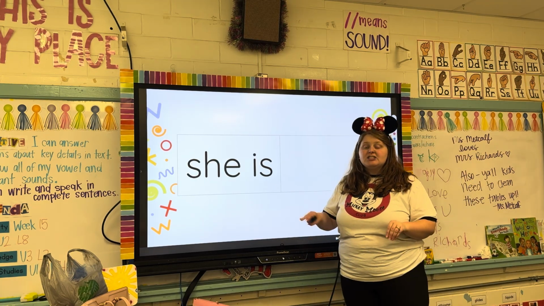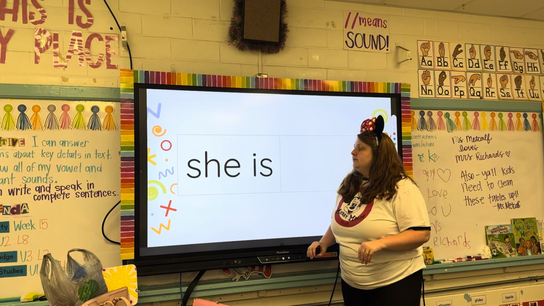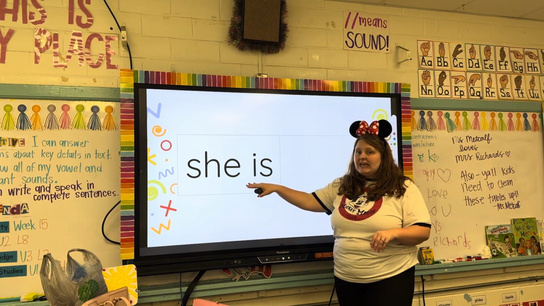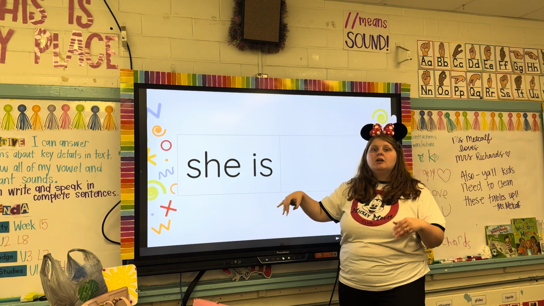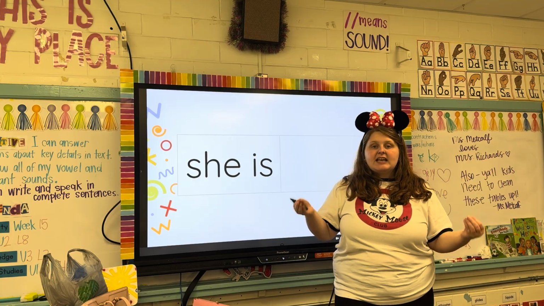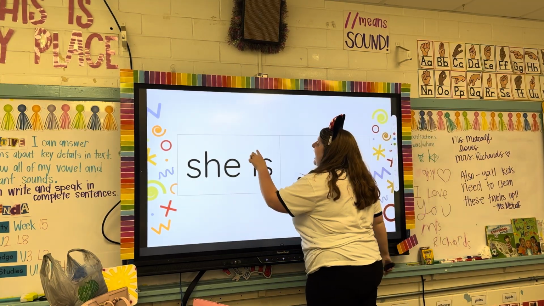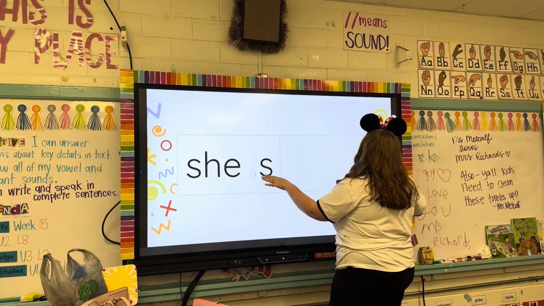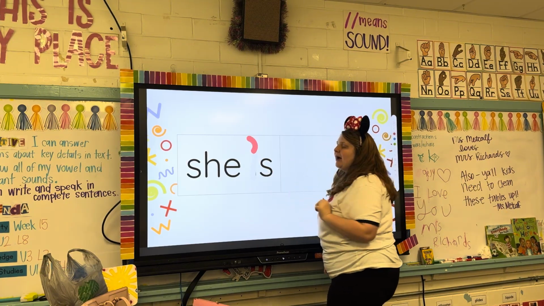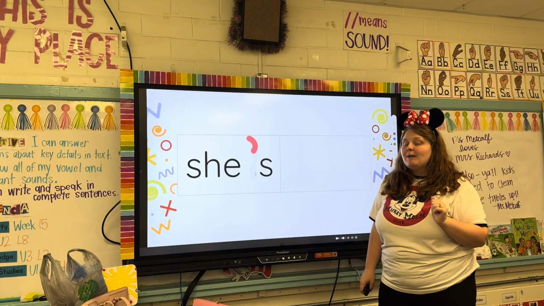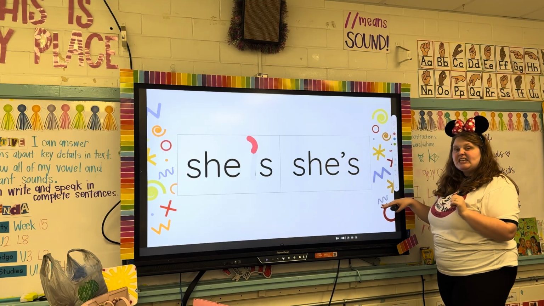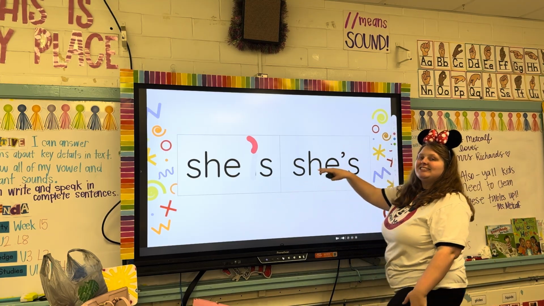Our next set of words are she is. Again, is my second word. We know that if is the second word, the letter we're going to chop out is I. Where I chop that I out, I put my apostrophe. So my contraction is she's. She is turns into she's.